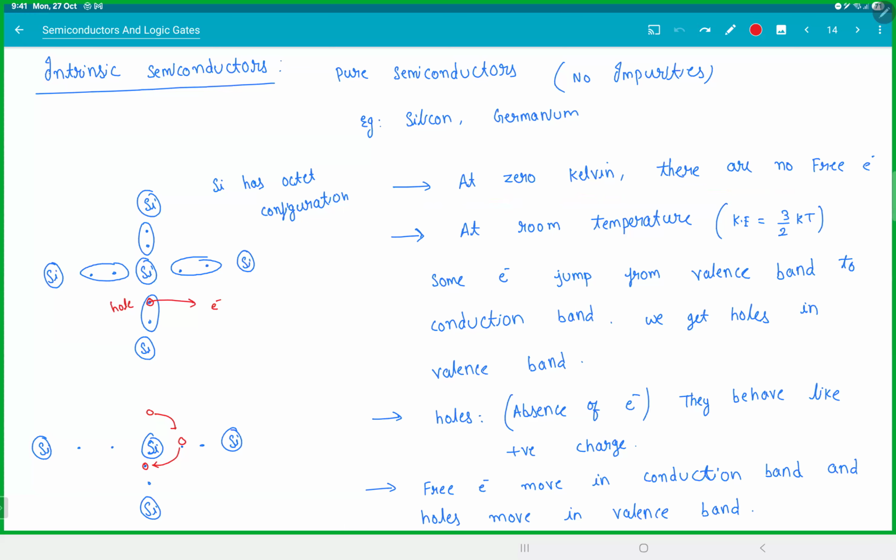But once you start increasing the temperature, kinetic energy 3/2 kT, the molecules will start vibrating, all that stuff. Electrons will start getting out of the orbits. Some electrons will jump from the valency band to the conduction band.